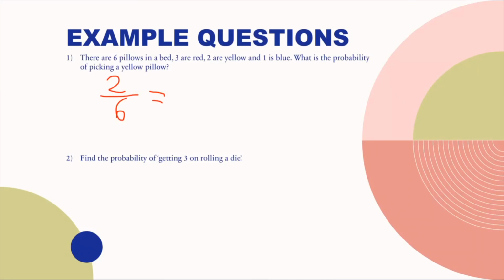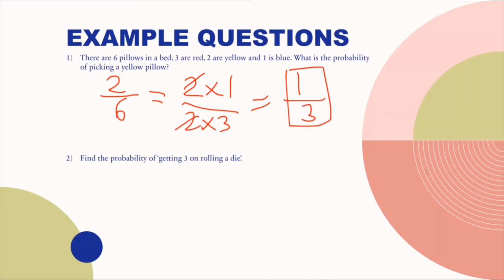So if I simplify this further, I can get 2 into 1 and 2 into 3. And then I cut these and I get the answer as 1 by 3. So that is the probability of picking a yellow pillow. Let's move on to the next question.